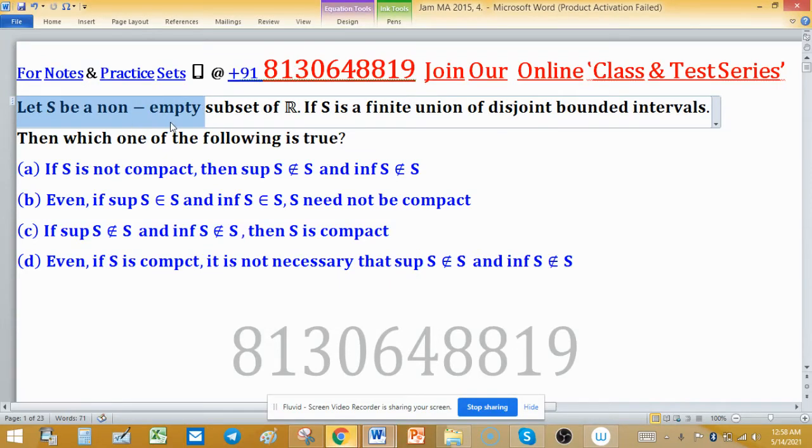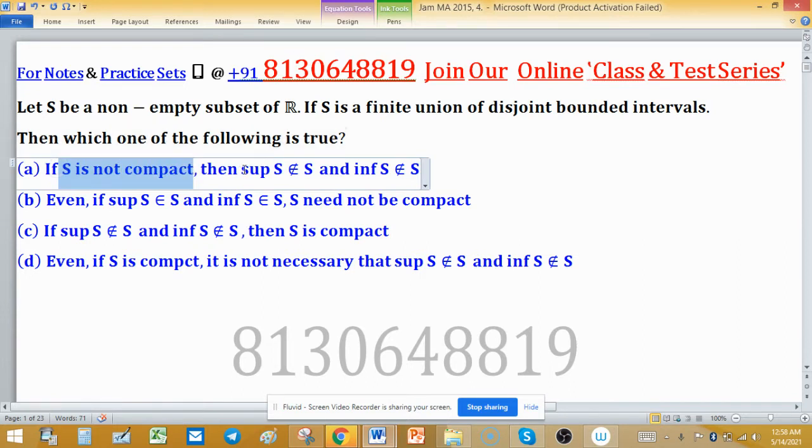Let S be a non-empty subset of R. If S is a finite union of disjoint bounded intervals, then which one of the following is true? Statement A: if S is not compact, then the supremum of S is in S and the infimum of S is not in S. Statement B: the supremum of S is not in S and the infimum of S is not in S, meaning the supremum and infimum both are not in S.